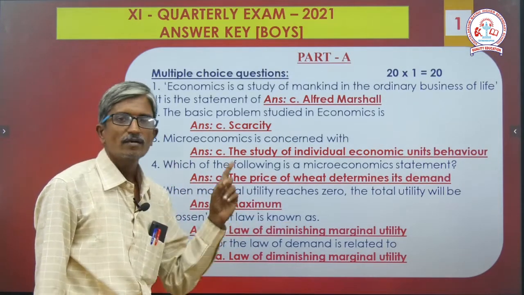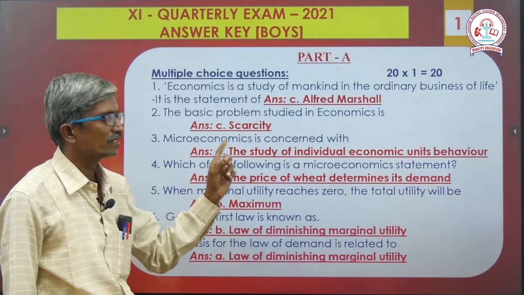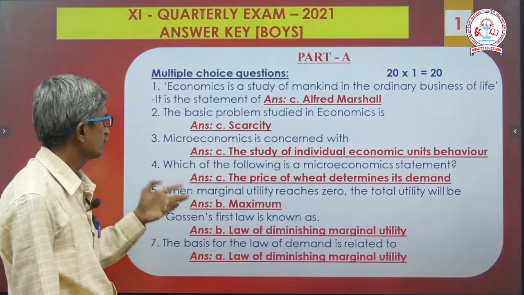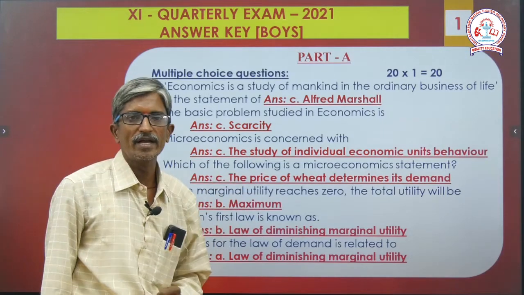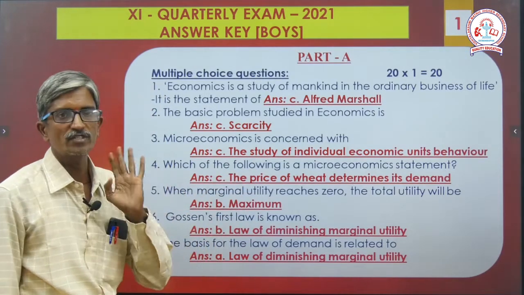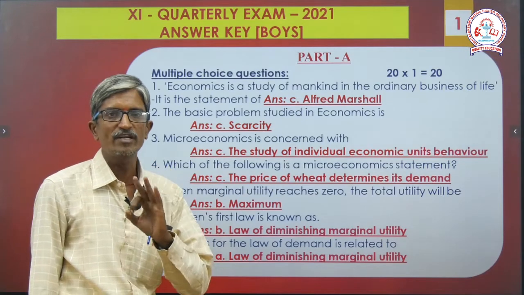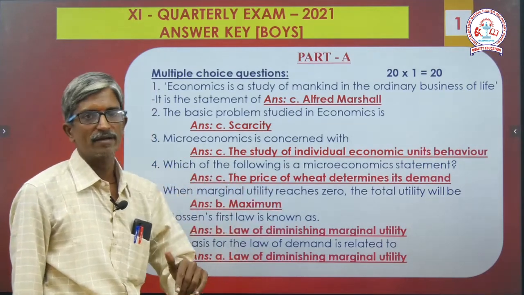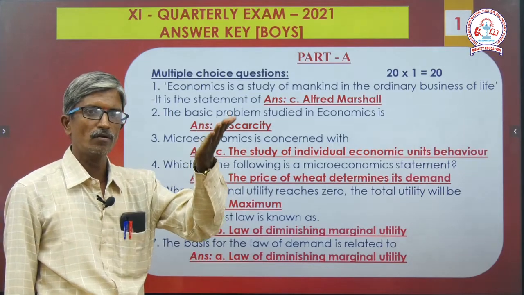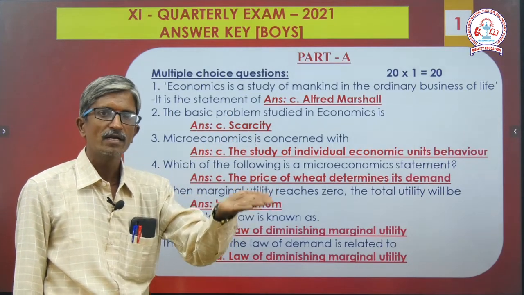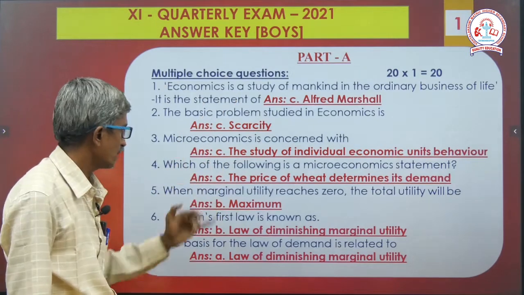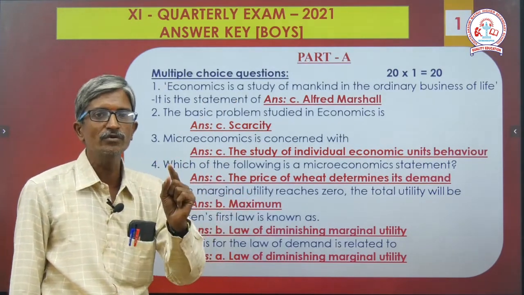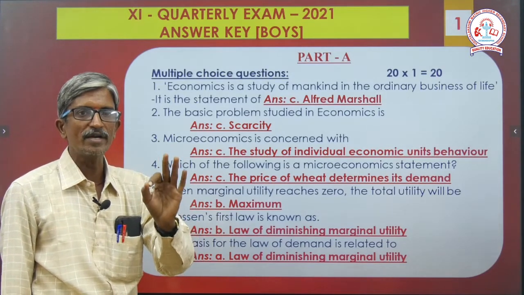Next, question number 3. Microeconomics is concerned with the study of individual economic unit behavior. Question number 4. The following is a microeconomic statement. Which one? There are 4 statements given. அதுல எது correct answer we need to pick. The price of wheat determines its demand. So விலை ஏறும்போது என்ன, automatically because of the demand only the price of the good is increase. அதைத்தான் அங்க கேக்குறாங்க. Which of the following is a microeconomic? Micro means individual. அதனால individual commodity பத்தி நம்ம இங்க சொல்றோம்.